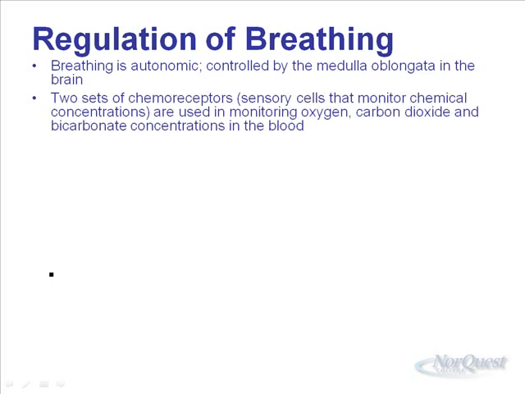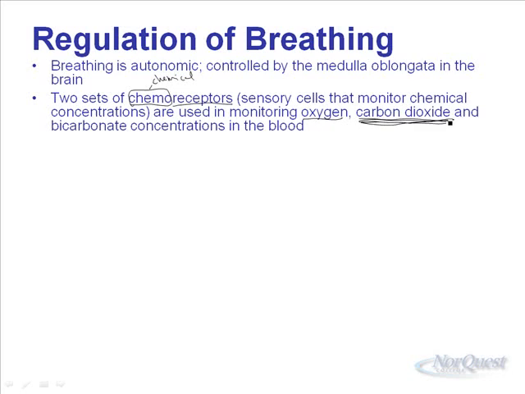There's two sets of chemoreceptors. And when you see the word chemoreceptor, receptor is just something that detects the presence or absence of something. And chemo is short for chemical. So they're chemical receptors, chemoreceptors. They're sensory cells that monitor chemical concentrations in our blood. In this case, they're going to be monitoring the oxygen level, and the oxygen, carbon dioxide are chemicals. Sometimes we use the word chemical for things that are just bad, but all molecules are chemicals.